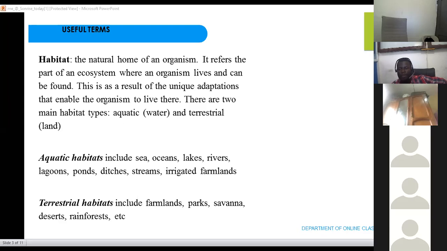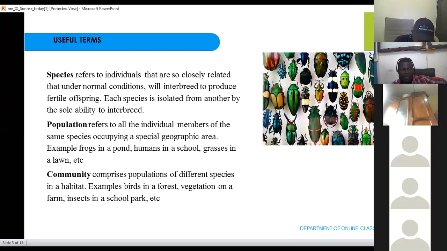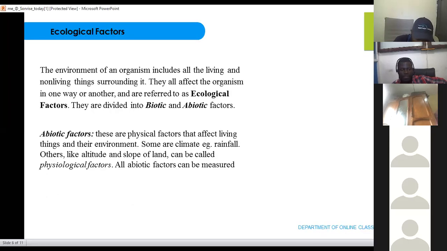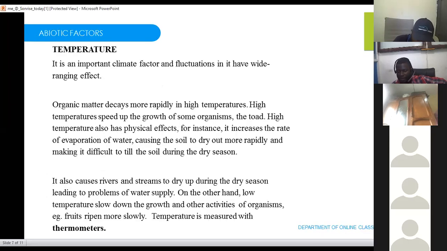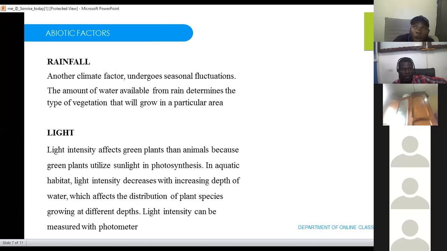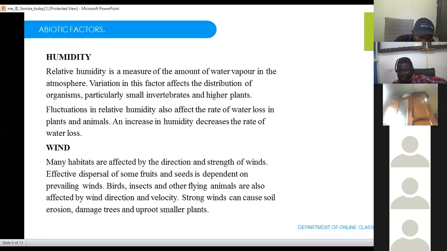Okay, if any of you has any other question, ask before I tell you what to do. Okay, before then, let's go to the humidity. I was experiencing humidity at the time that there were some hitches with my connection. I was saying that humidity is a measure of the amount of moisture in the atmosphere.